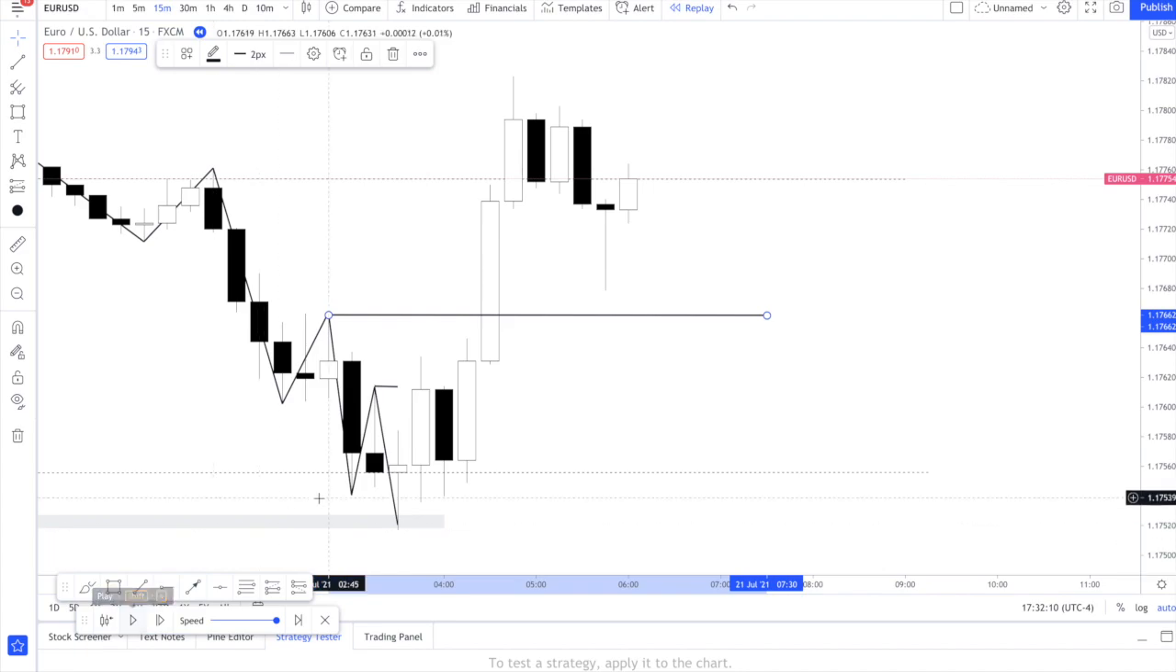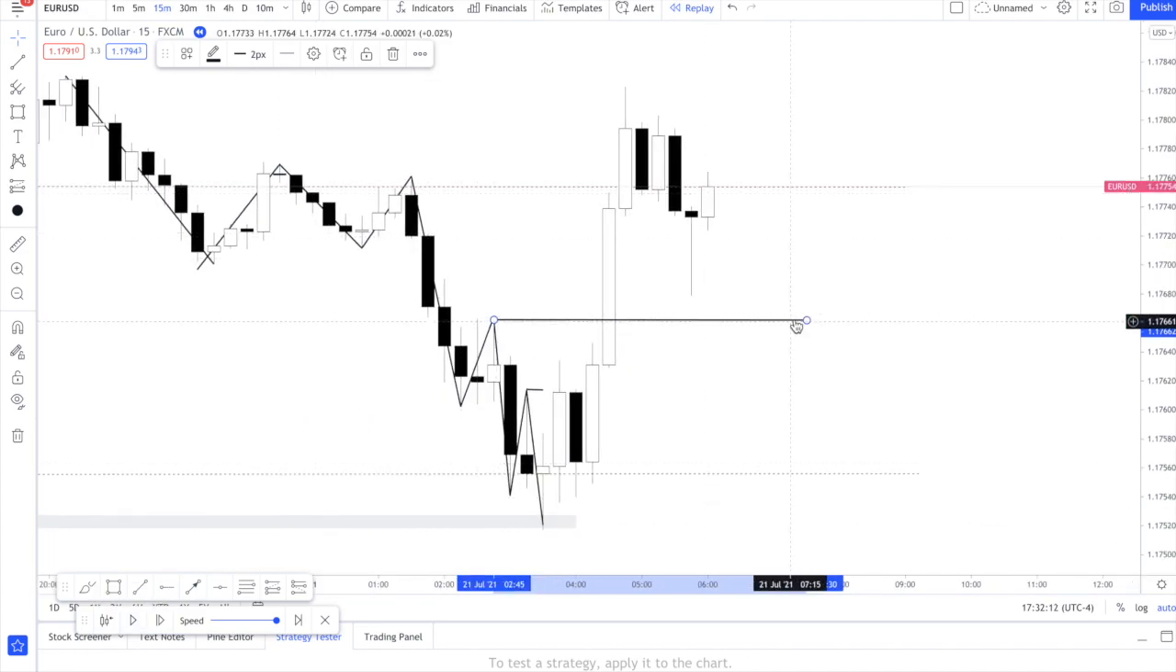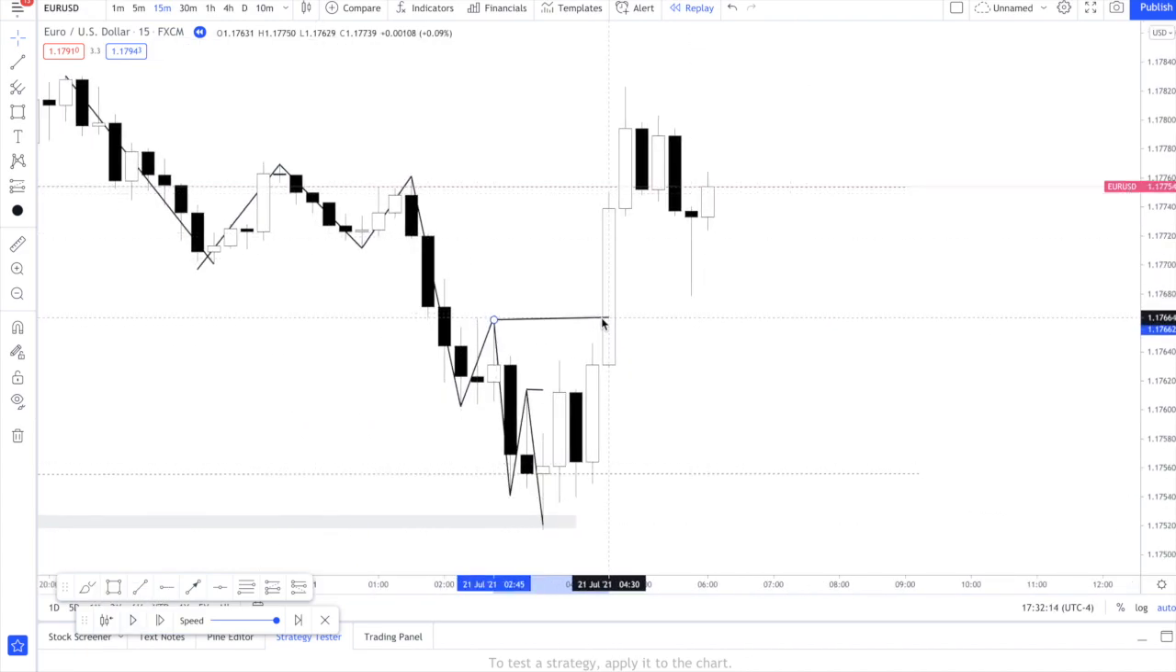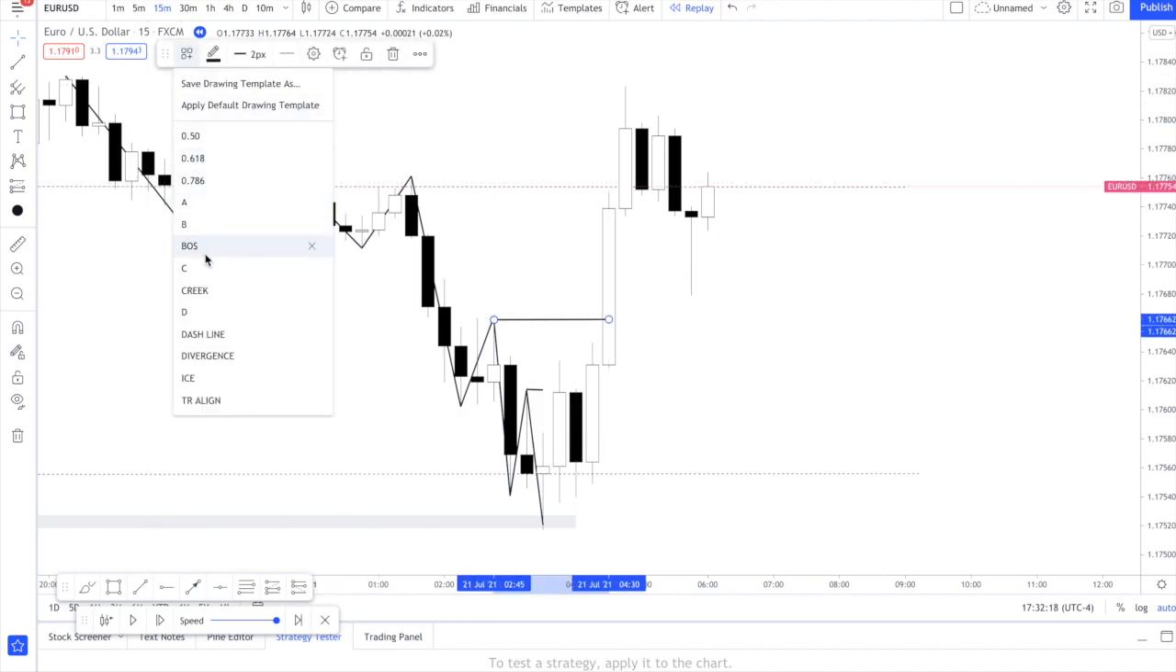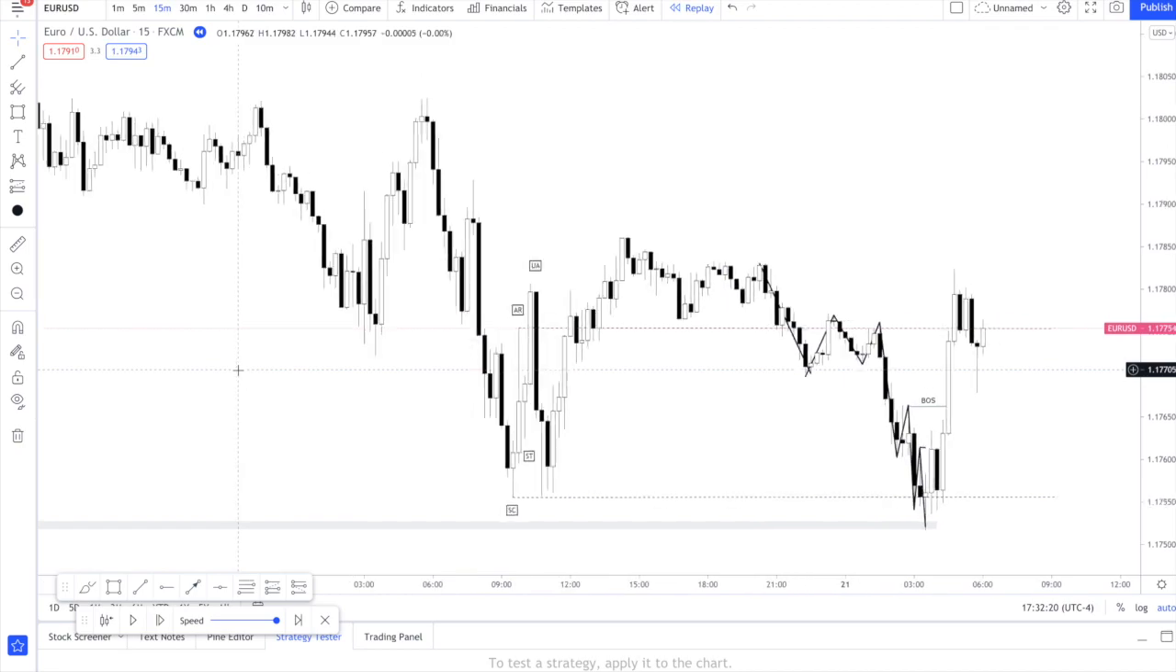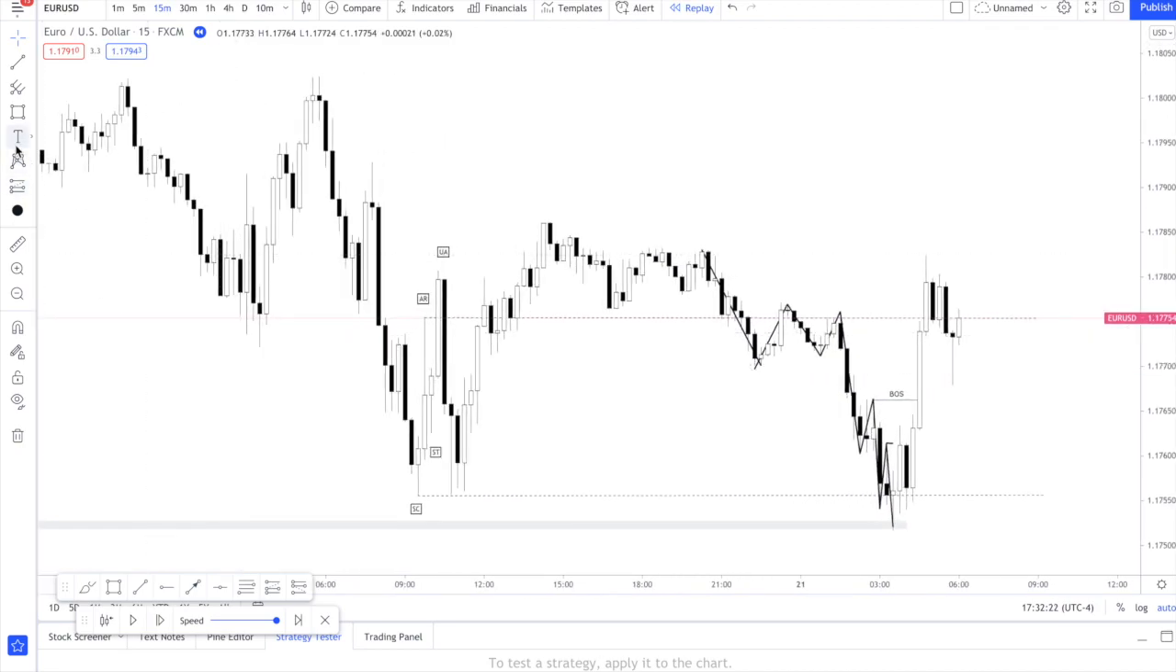Okay, cool. We break that structure. We also break this structure. So, okay, great. So this is a break of structure. So let me make sure everything is labeled because now things kind of changed a bit.